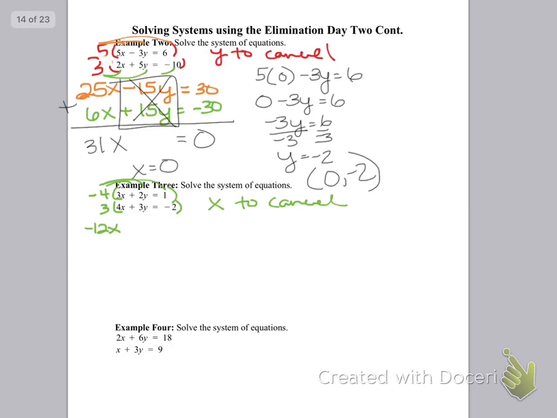And then I've got negative 4 times 2y, that gives me a negative 8y. And then negative 4 times 1 gives me a negative 4. So there's my first equation. Now let's go ahead and do the second equation.